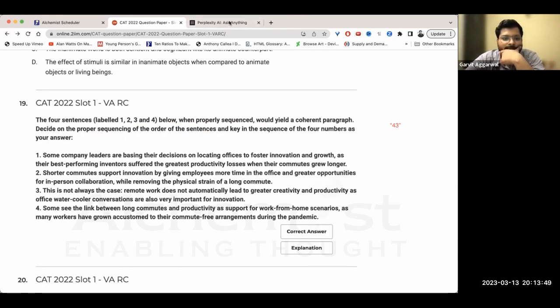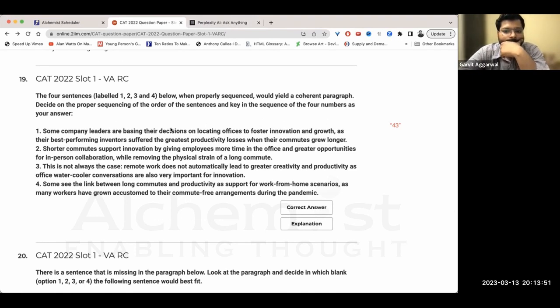It seems, what could be... can both of these be great introductory sentences? मुझे तो ऐसा लग रहा है कि second should be a better introductory sentence. It is describing shorter commutes के 4 values, and that is why some leaders are basing their decisions on that.